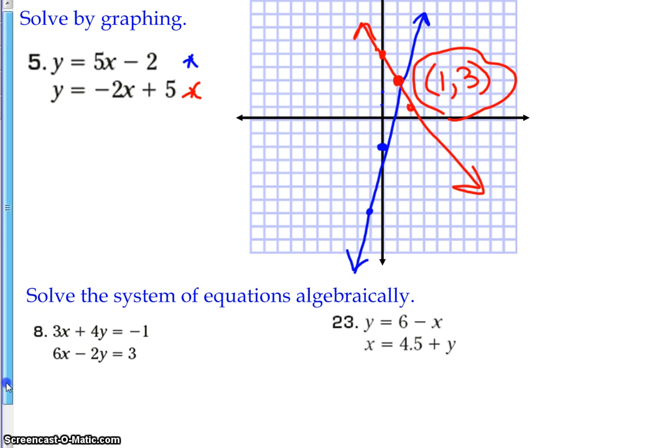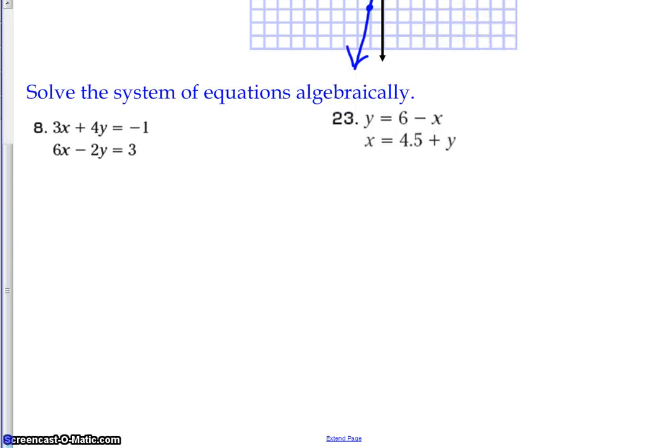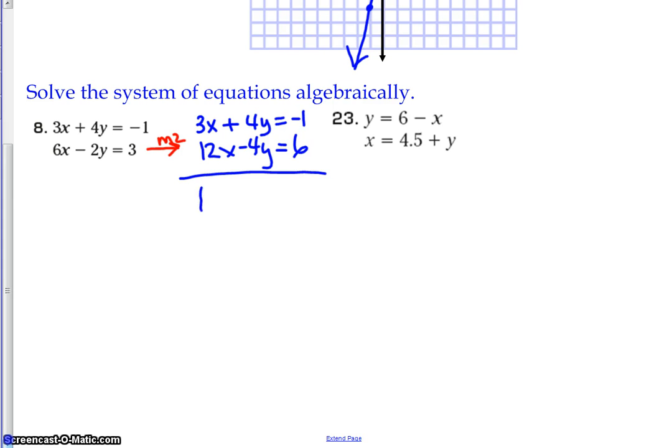Let's go down and solve our other problems here. Next one, we're solving our system of equations. What I would do for this equation is multiply everything in this equation by 2. By doing that, now I have 12x minus 4y equals 6. The top equation doesn't need to be multiplied by anything, so I'm just copying it here. Now the 4y's add up to 0 when I add my columns. So I add my first column, I get 15x equals 5.